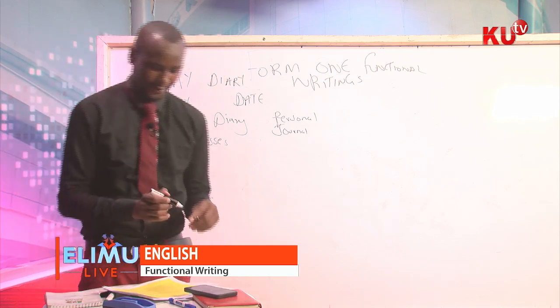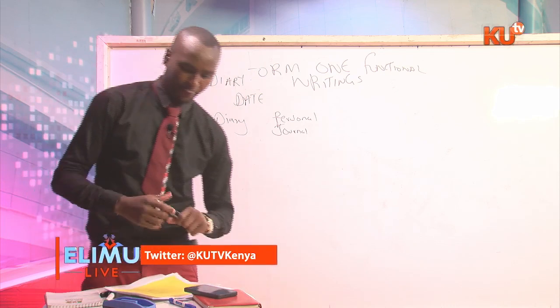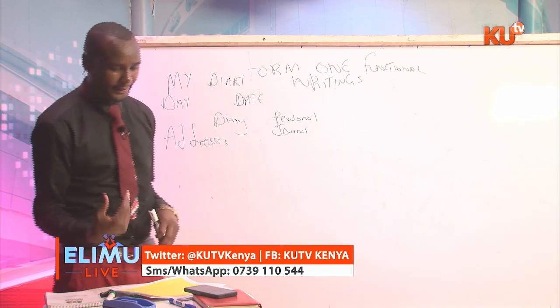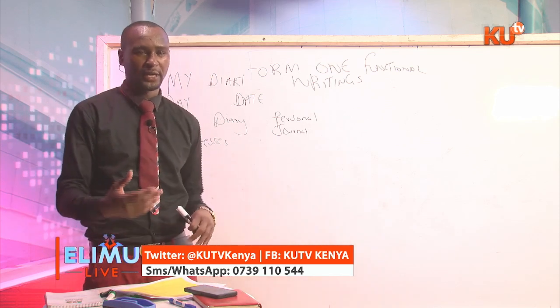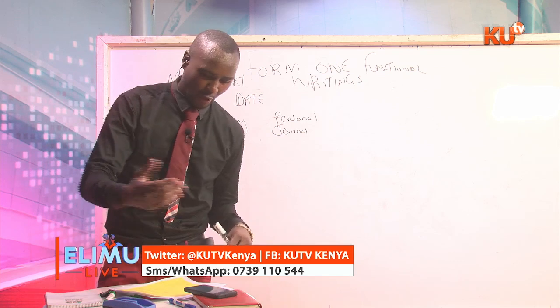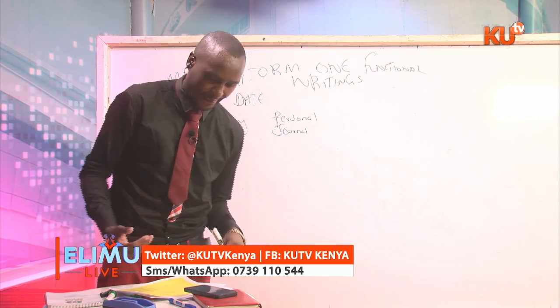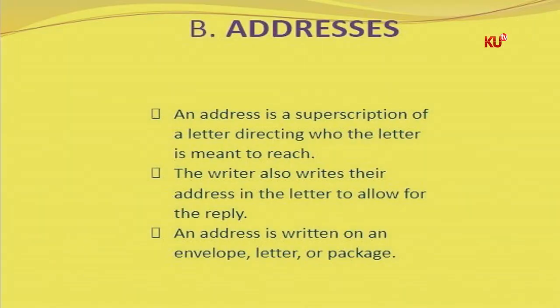What is an address? An address is a superscription of a letter directing who the letter is meant to reach. If you are writing a letter, who do you want that letter to reach? That is when you have the address. Also, the writer writes the address in the letter to allow for the reply. If I write a letter to you, I have to put my address so that you can reply.